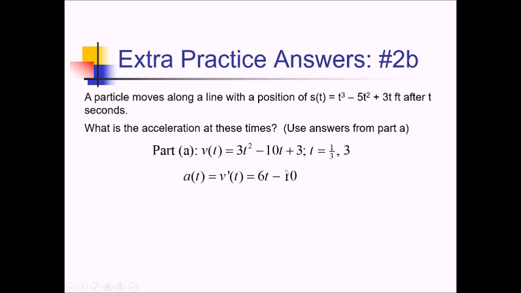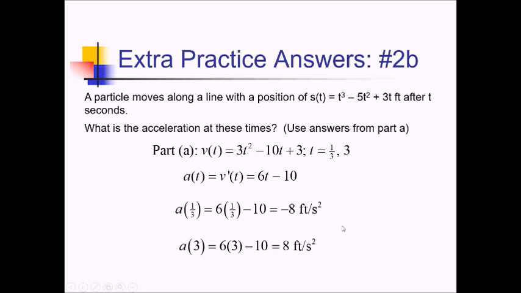All we have to do now is just plug in 1/3 and 3 into this function. So we have a of 1/3 to start with. That's 6 times 1/3 minus 10. Well, that's going to be 2 minus 10, which is negative 8. And this is going to be in feet per second squared. Next, we're doing acceleration at time 3. That's 6 times 3 minus 10. 18 minus 10 is positive 8, and again, feet per second squared.